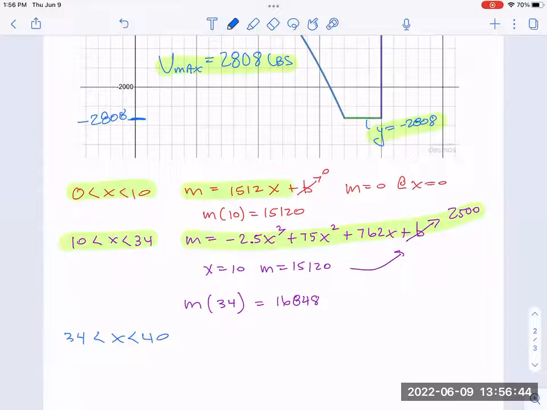So for the purple, 10 is less than x less than 34, we're plugging in. I'm going kind of fast because I already have this calculated. The thing you've got to see is what it started at. Like our first one, 0 to 10, it started at a moment of 0 and ended at a moment of 15,120. Then the purple equation starts at 15,120, and we just figured out it ended at 16,848. Therefore, 16,848 is where our next one is going to start.